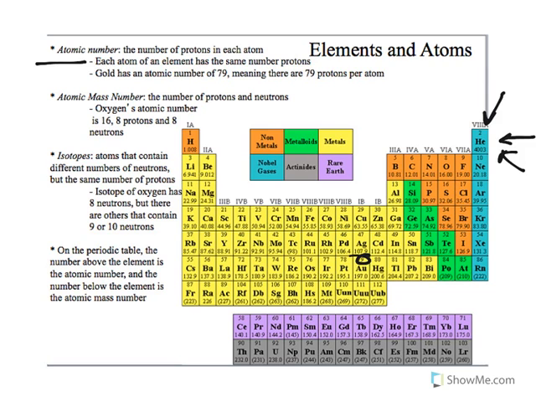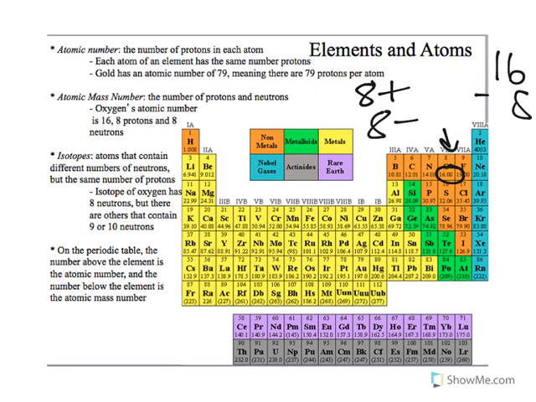Now, the number below is called the atomic mass number. This is the number of protons and neutrons, what has the mass. If we look at oxygen, oxygen has 8 protons, because I see that number above, so it has 8 positives, which means it has 8 negatives. To figure out how many neutrons it has, I look at the number below, and I see it's 16. Remember, that's protons plus neutrons. So I do some checkbook math: 16 minus 8 equals 8 neutrons. So oxygen is balanced. It has 8 positives, 8 negatives, 8 neutrals.